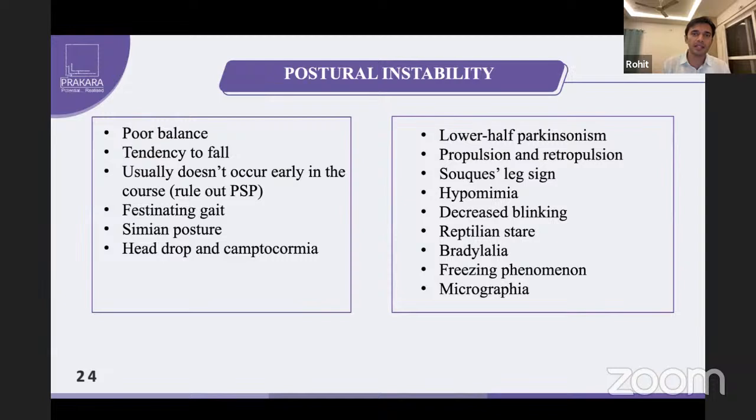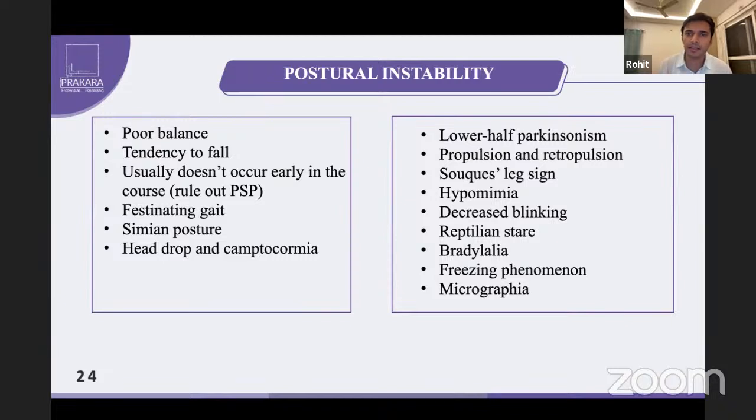Some patients with advanced Parkinson disease can develop a simian posture. Simian posture, as we all know, is like apes basically. So their posture mimics that of an ape. Their trunk is flexed, their neck is flexed, and then their knees are flexed, and their arms are also flexed. So they assume a stoop posture, which leads to being described as simian posture. Some patients can have head drop and camptocormia also. Camptocormia is basically, again, the flexed posture which we see in Parkinson disease. When it is very severe, it is known as camptocormia.